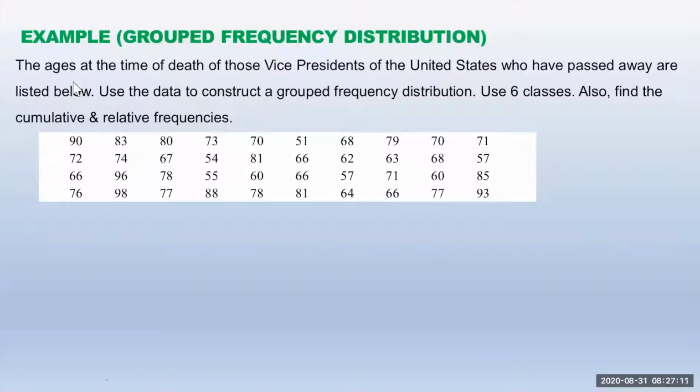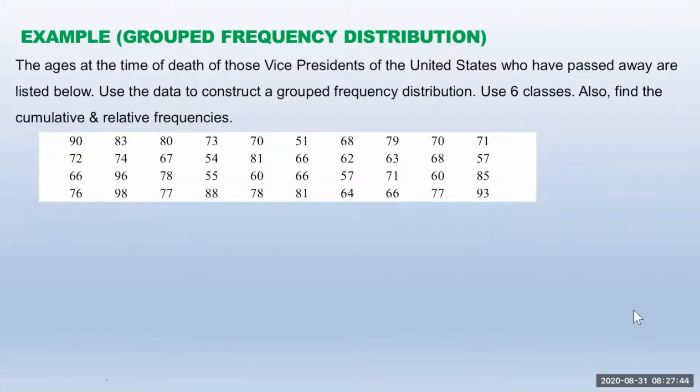Example: the ages at the time of death of those vice presidents of the United States who passed away are listed below. So these are the ages of the vice presidents at the time of their death. We have to use this data to construct a grouped frequency distribution, using 6 different classes. Then later on, we have to find the cumulative frequency and relative frequency.